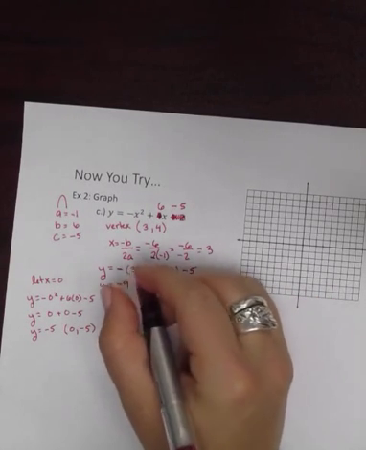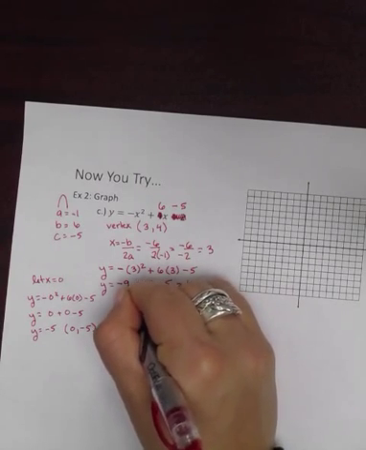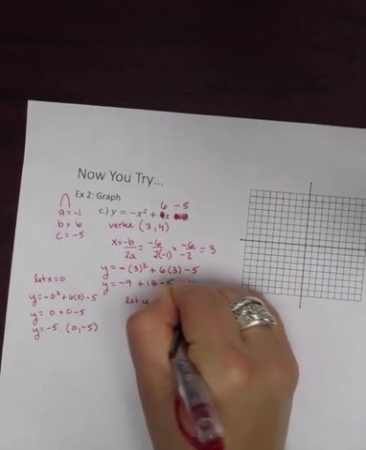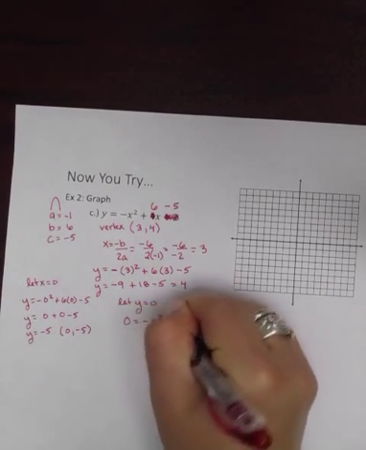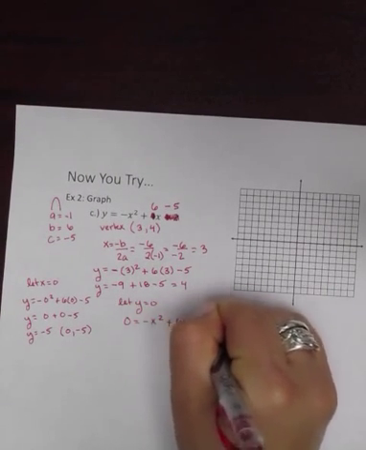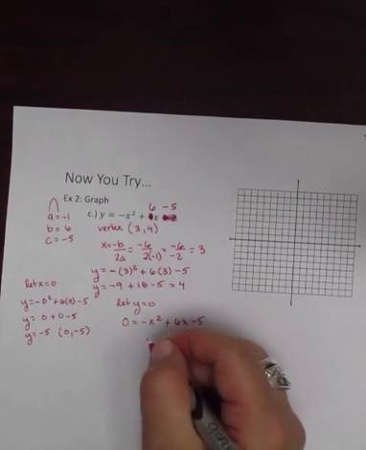Alright, now I've got to find my x-intercept, so I'm going to let y equal 0. And when I let y equal 0, I've got 0 equals negative x squared plus 6x minus 5. Now again, if we look at this, we are going to have to use the quadratic formula. Do I want you to write the formula?